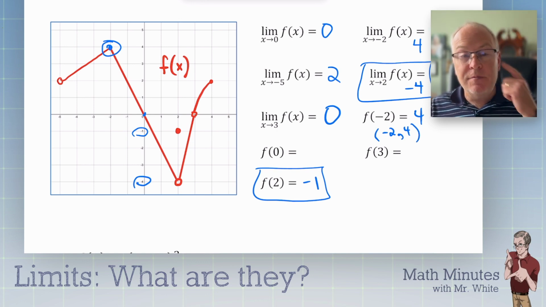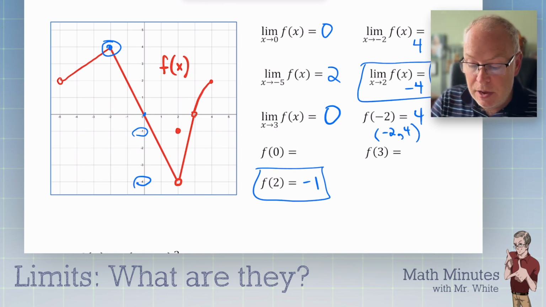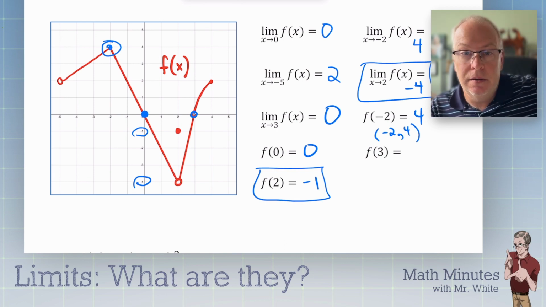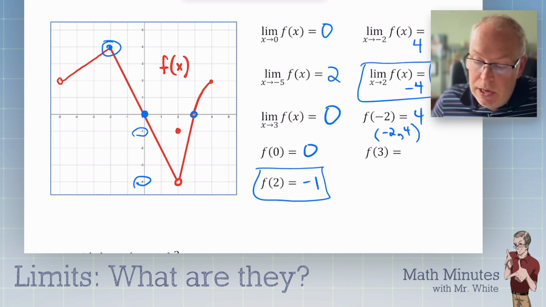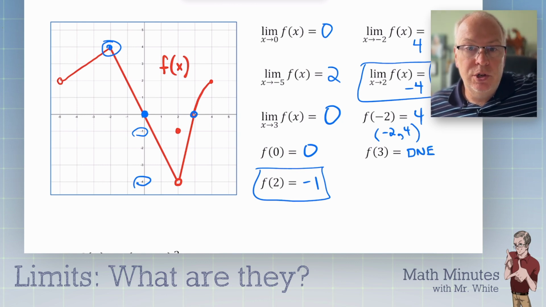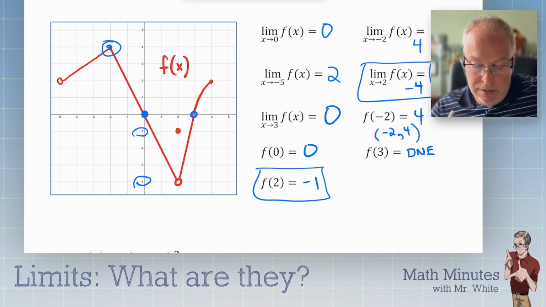All right, what about f of 0? f of 0, that was 0. That was this dot right here. And f of 3, that was this open circle here. Does the function exist there? Nope, it does not exist there. So D and E does not exist there. So make sure you check all your answers. Hopefully you got all those right.